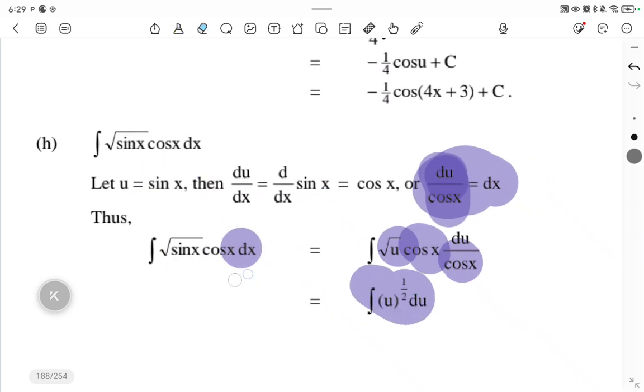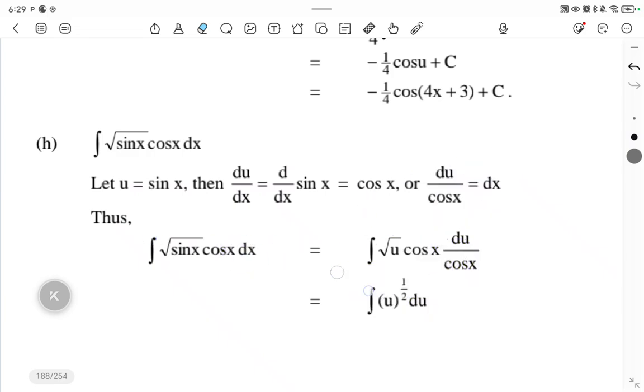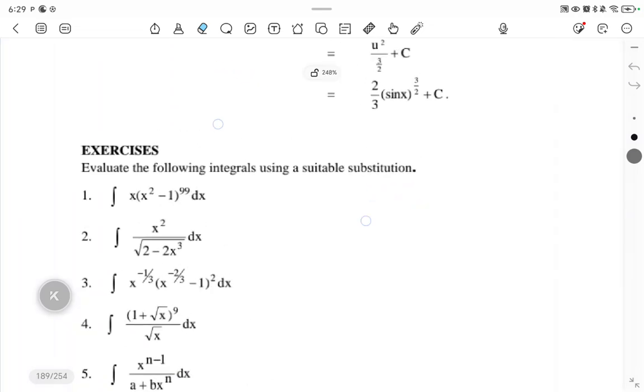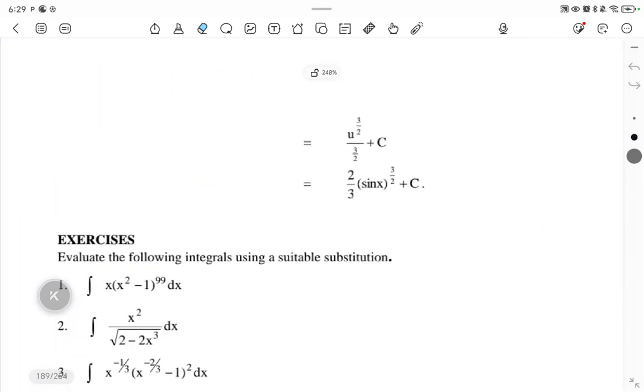Then I apply integration. You see that when I apply integration, this is equal to u to the 3 over 2 over 3 over 2 plus c. Then this will be equal to 2 over 3 sine x to the 3 over 2 plus c. You see, right? And then this is what I get.